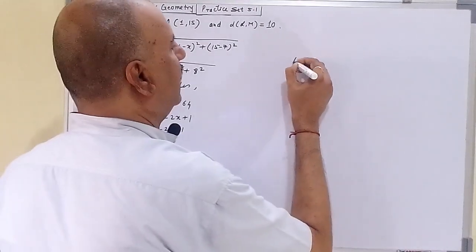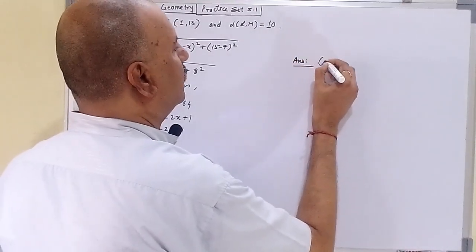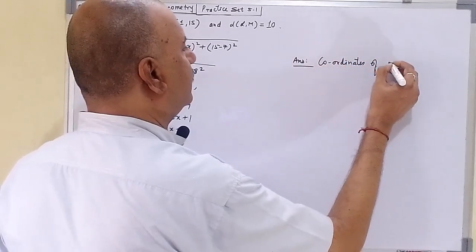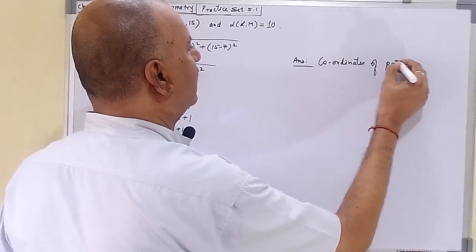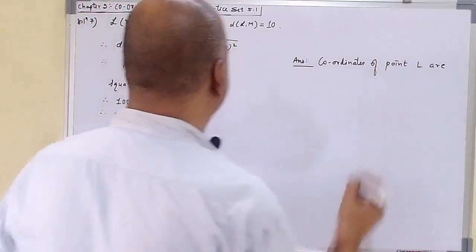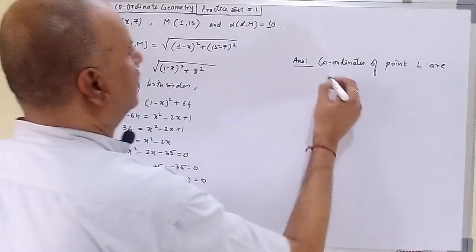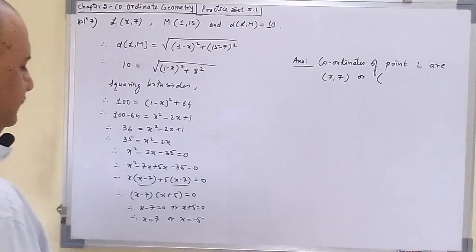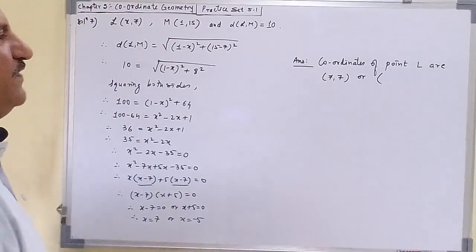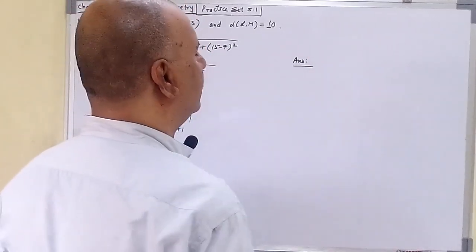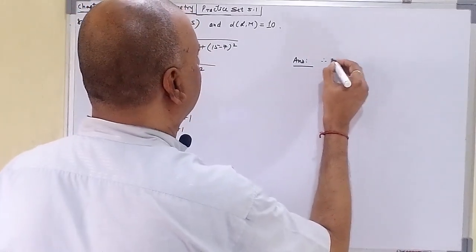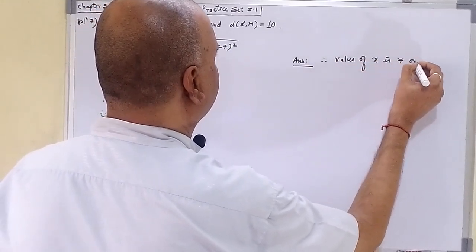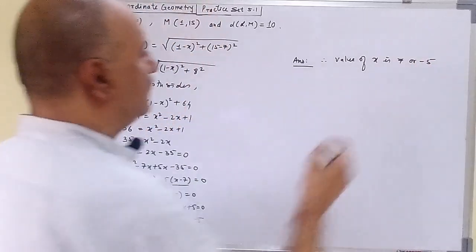Therefore the answer: the coordinates of point L are 7, 7 and... I was asked to find the value of x, so I wrote that. Therefore the value of x is 7 or minus 5.